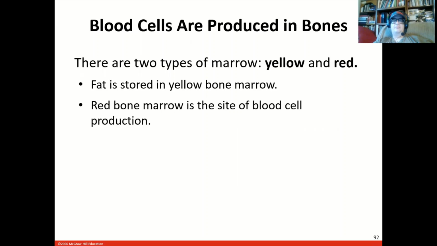Red bone marrow is where you make blood cells. Easy to remember because blood, red. Okay, yeah, moving on.